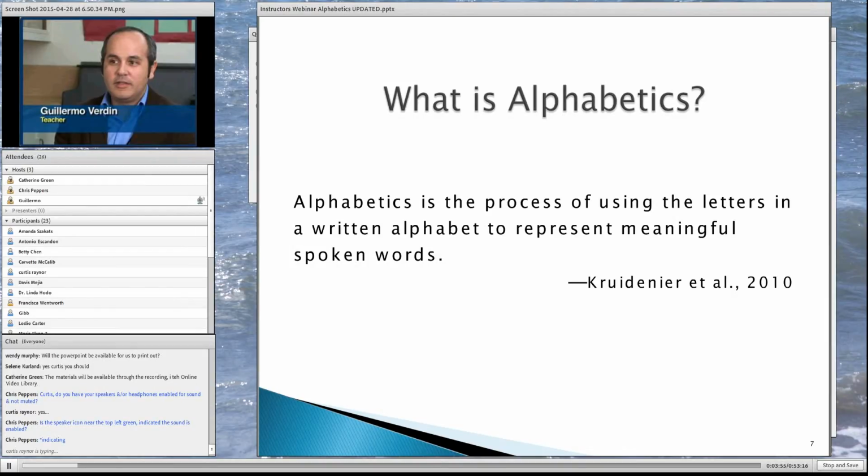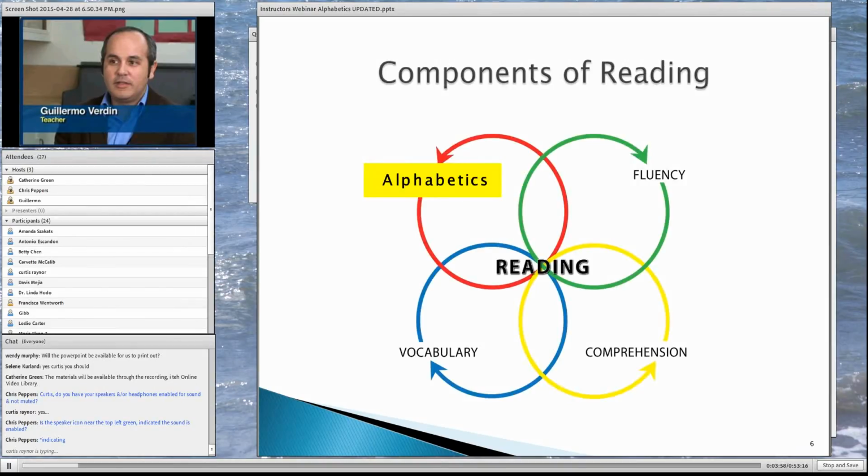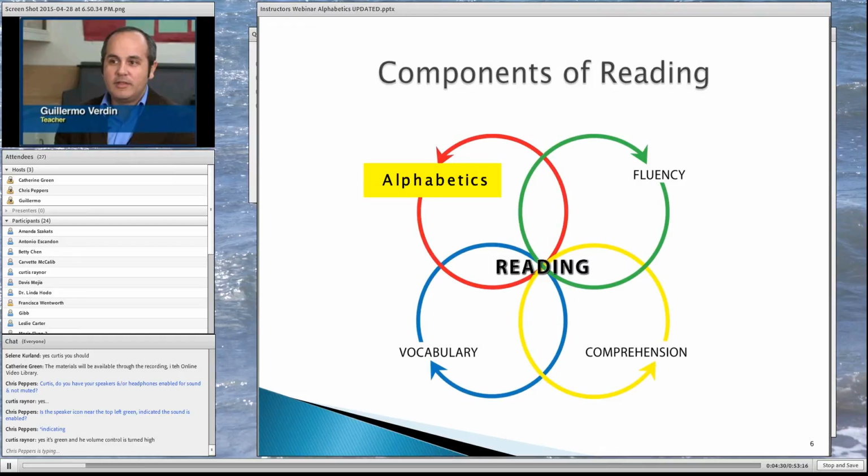Now, why is alphabetics important? Let me go back to the previous slide. Alphabetics is important because it affects all of the other components. For example, in fluency, alphabetics increases automaticity of word recognition, accuracy, and speed. In vocabulary, alphabetics helps the reader determine whether a word meaning is known in the reader's vocabulary. And lastly, in comprehension, strong alphabetic skills help readers focus on meaning since attention is not spent so much on individual words. So as you can see, alphabetics is important because it affects all the other components.